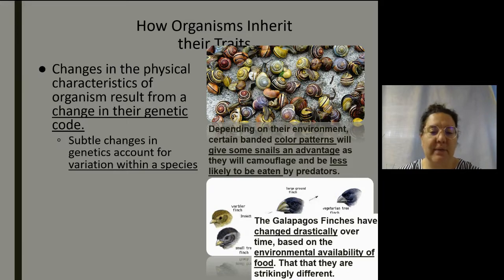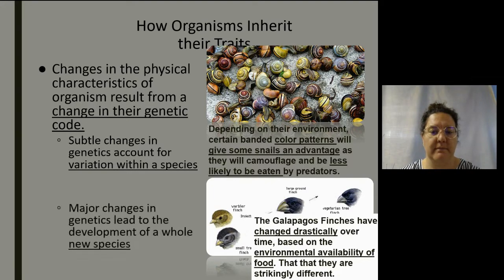Over centuries, the Galapagos Island finches have changed drastically based on the environmental availability of food on different islands, and now they look strikingly different from their common ancestral species. So, major changes in genetics lead to the development of a whole new species. Over time, once these populations are isolated from each other and they start to evolve in different ways, they're no longer going to be able to breed with each other because of changes in their genetics.